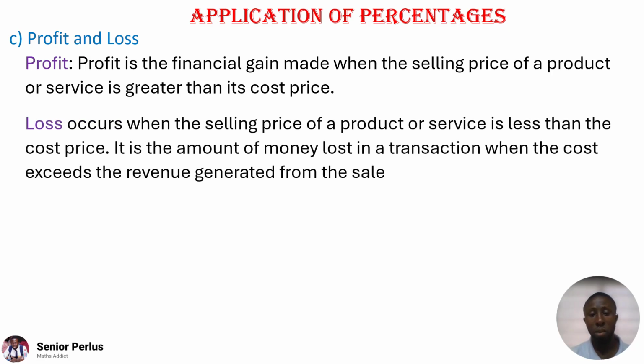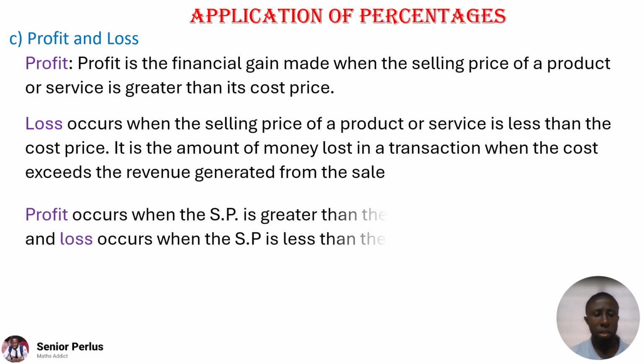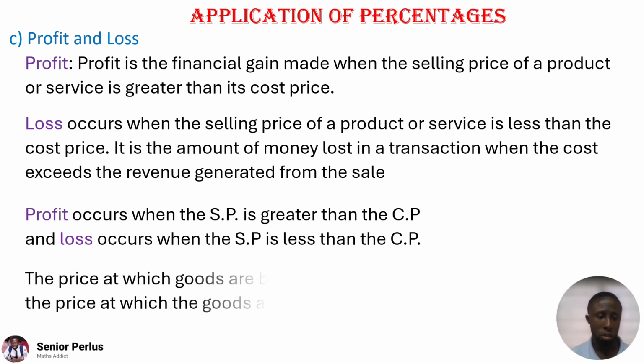With a loss, you are losing, so you are making a loss. When the cost price is bigger than the selling price, then you are making a big loss. Profit occurs when the selling price is greater than the cost price. Then I'm getting a profit because I bought goods for 2,500 Ghana cedi and then sell it for 5,000. Then I'm making what? A profit. And loss is when the selling price is less than the cost price. Then you are making a huge loss.